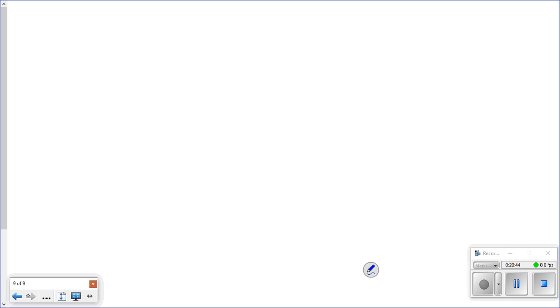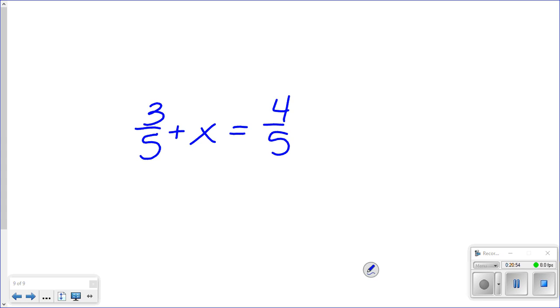All right, let's do one like this. 3/5 plus x equals, I don't know, 4/5. This is an easy one, but that's okay. I just want to show you. I know you know this. I just want to show you how it works. I'm pretty sure there's one like this on your homework.